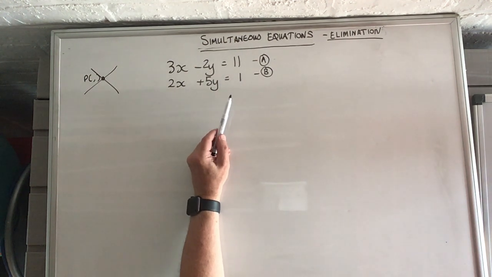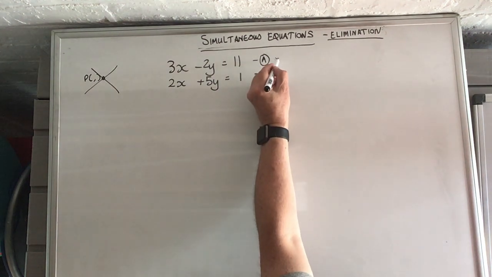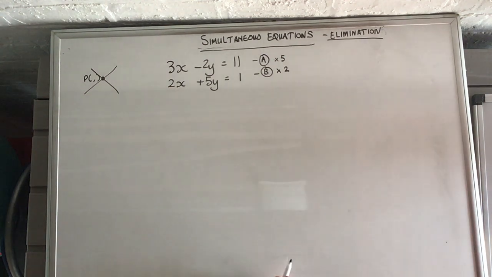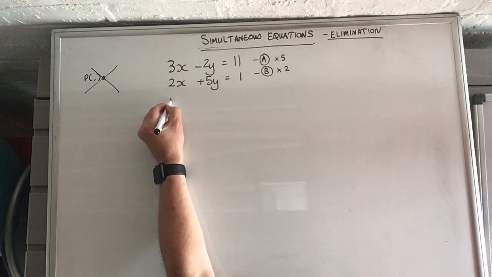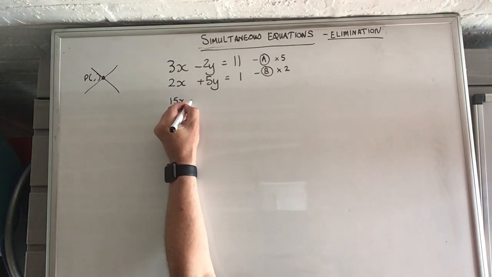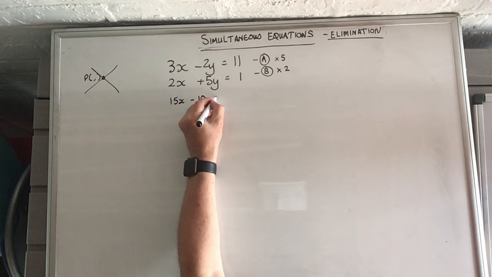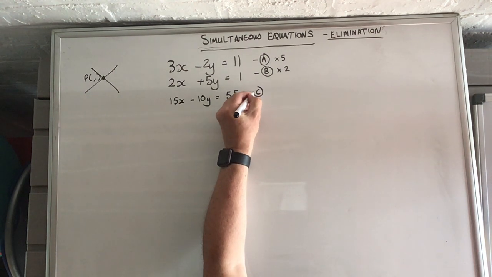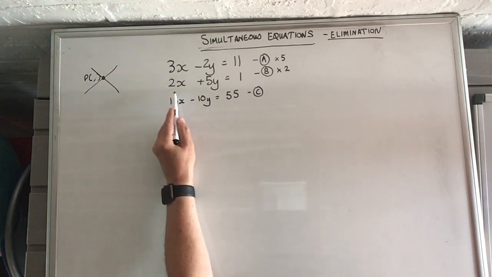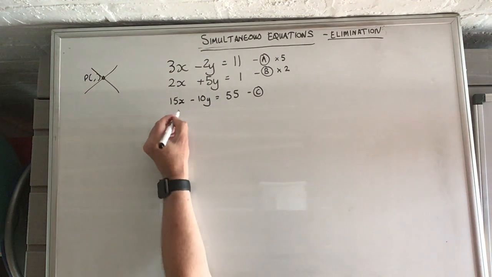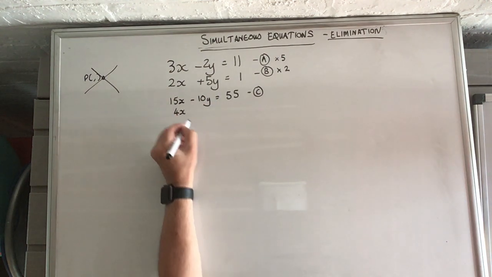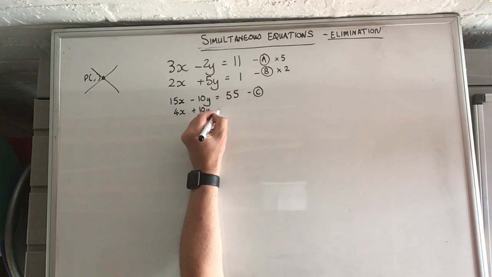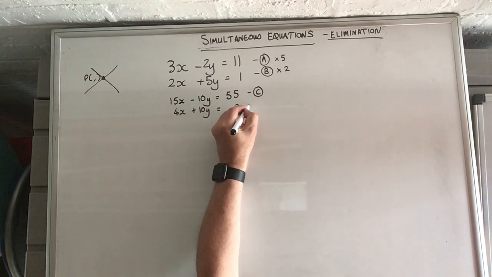So this is how it goes about. I'm going to multiply equation A by 5 and equation B by 2. So this gives me 15x minus 10y is equal to 55. I'm going to call that equation C now. And the second equation, or equation B, I'm going to multiply by 2, so that's going to give me 4x plus 10y is equal to 2. I call that equation D.